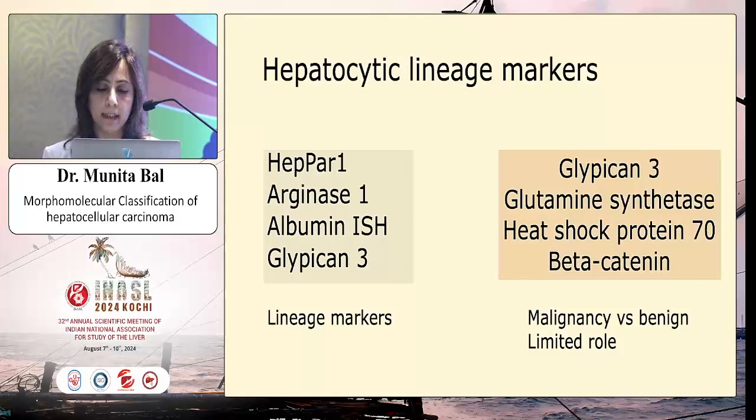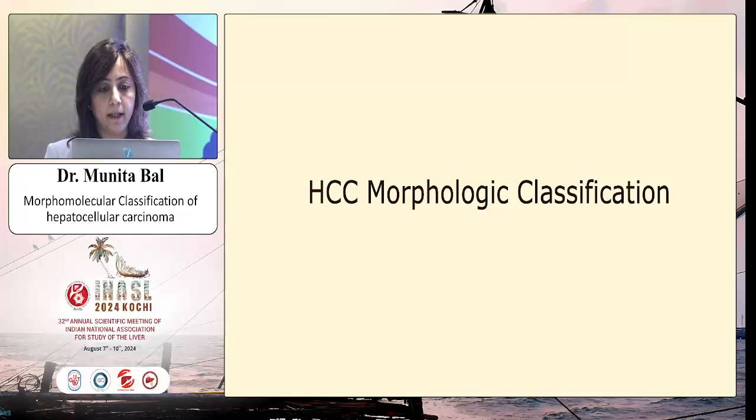Out of this, glypican-3 is one which is only seen in malignant hepatocellular proliferation, so it is a marker of malignancy. And then there are others like glutamine synthetase, heat shock protein 70, and beta-catenin, which are more seen in malignancies, and in combination can help us tilt a diagnosis towards malignancy, but these also have their own limitations of sensitivity and specificity.